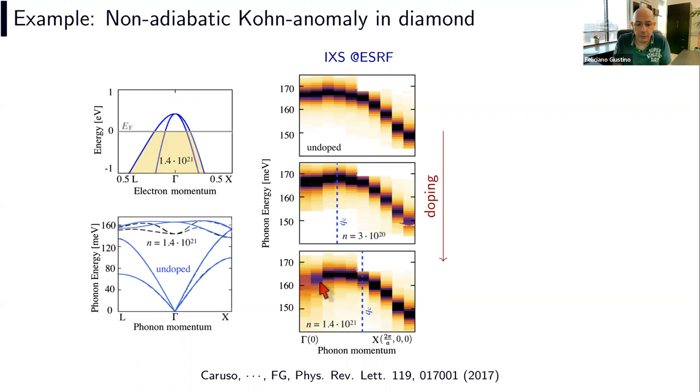The problem is that if you do density functional theory calculations, you find a softening of about 20 milli electron volts, but in the experiments it is of the order of 5 milli electron volts. So there is a significant discrepancy.